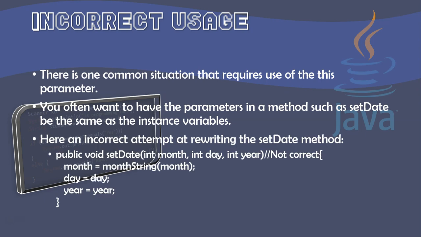So here's an incorrect attempt at rewriting setDate. In this version, you'll notice that our parameters are int month, int day, and int year. However, if you remember in the date third try class, our class had variables of month, day, and year. And because those are the same, we have a conflict here because they're technically the same name.